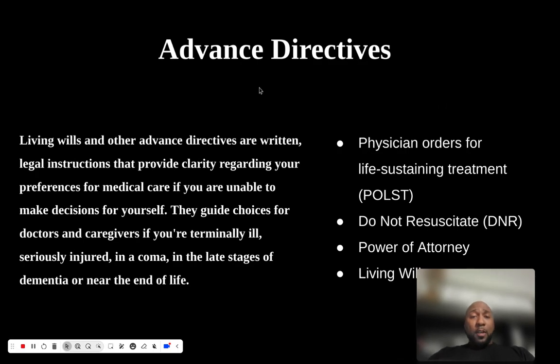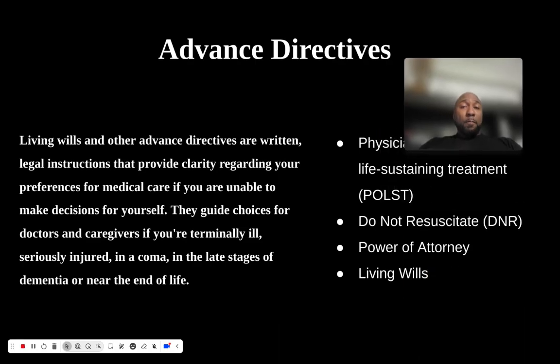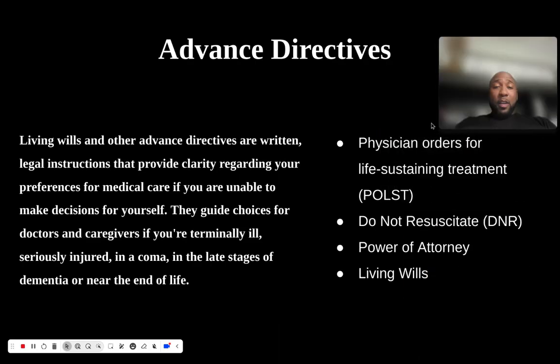Advance directives. There are a few different types of advance directives: physician's orders for life-sustaining treatment, do not resuscitates (DNRs), and power of attorneys and living wills. Living wills and other advance directives are written and legal instructions that provide clarity regarding your preferences for medical care if you are unable to make decisions for yourself. They guide choices for doctors and caregivers if you're terminally ill, seriously injured, in a coma, or in the late stages of dementia or end of life.